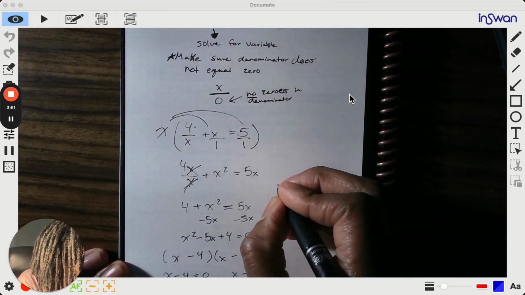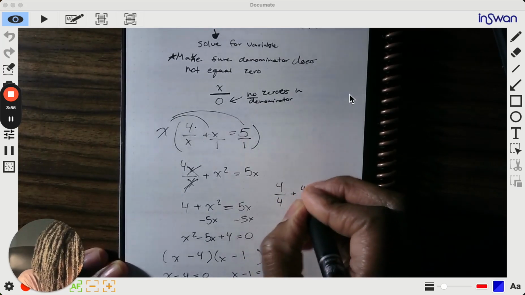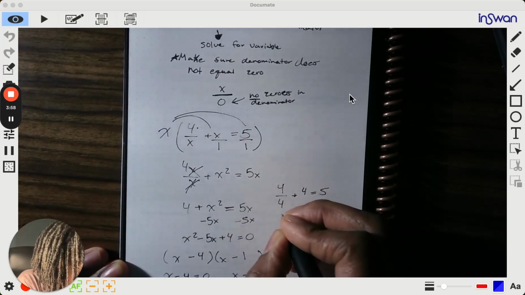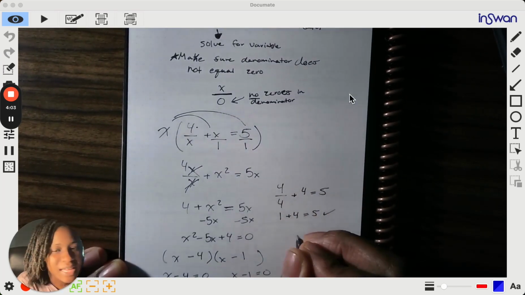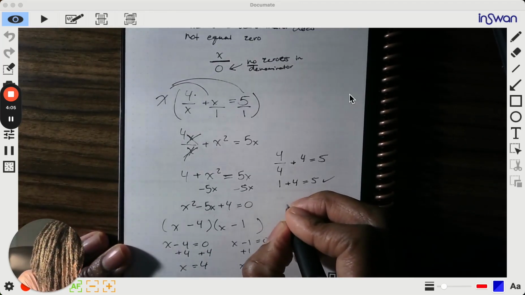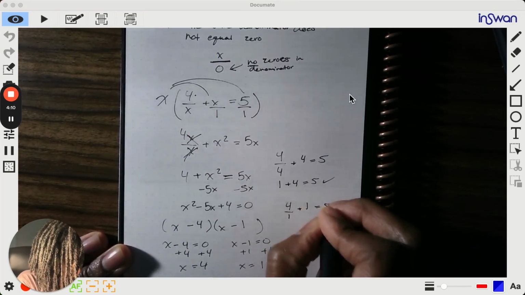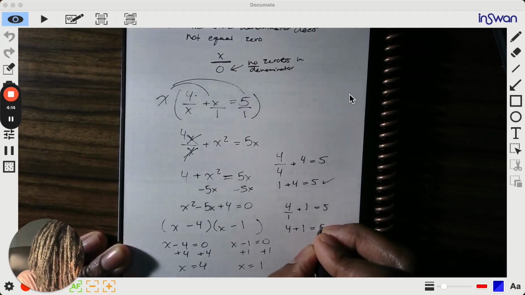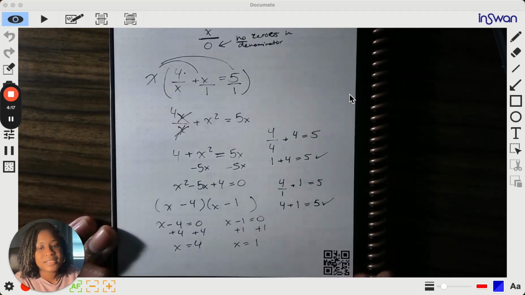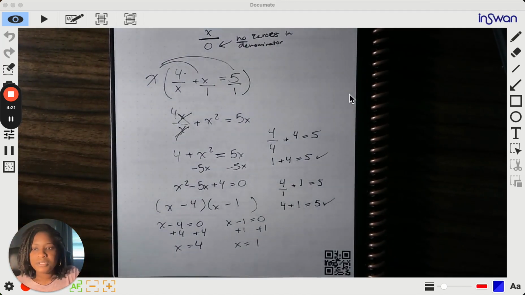Now I can also just plug it in. 4 divided by 4 plus 4 equals 5. 4 divided by 4 is 1, plus 4 equals 5. Bam, checks out, it makes sense. Then I can do the other one. 4 over 1 plus 1 equals 5. 4 divided by 1 equals 4, plus 1 equals 5. Bam, makes sense. My answer is both of them are real solutions. I'll do another one that is a little bit more complicated in the next video.